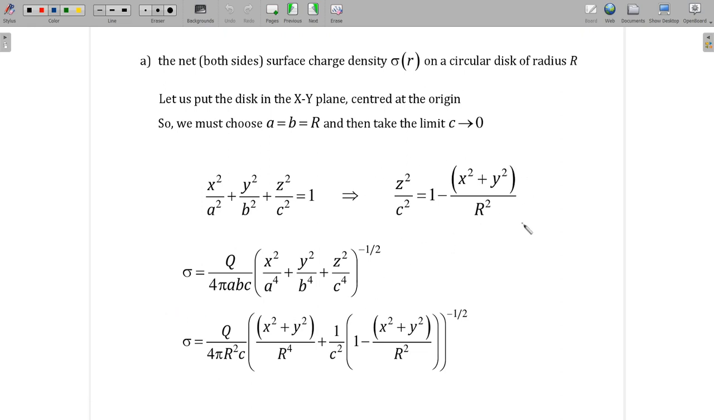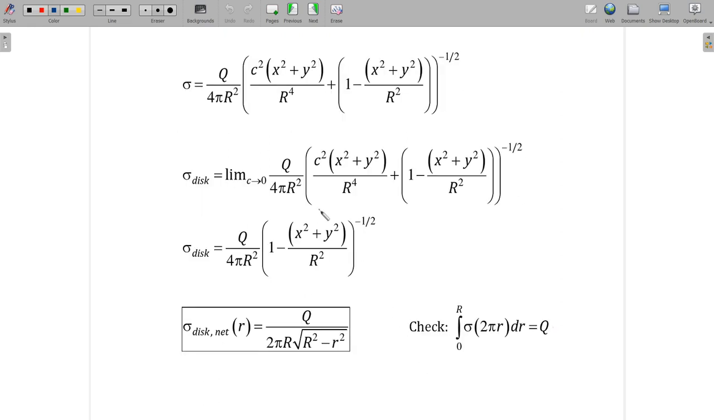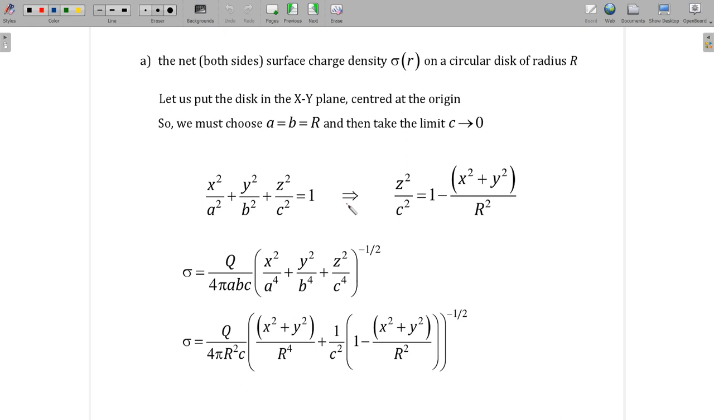Don't think that C is 0 yet. So we get this. I just put Z equal to Z square by C square over here. I put A equal to B equal to R here, so I get this. Now moving on, I have a C outside. So here I have a C outside, and inside, so I'm starting to think that I want to take that C to 0.